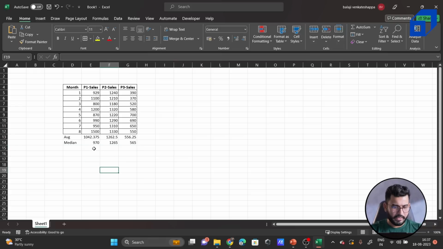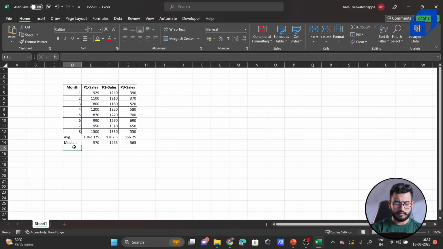Now if you compare the average and the median, you can see that for the sales of product number 2, the average and the median are quite close to each other, while the same thing can be viewed for product number 3. But there is a difference for product number 1. I would not say vast, but there is quite a good difference in the average and the median for product number 1. Let's try to look at the measures of variation also.